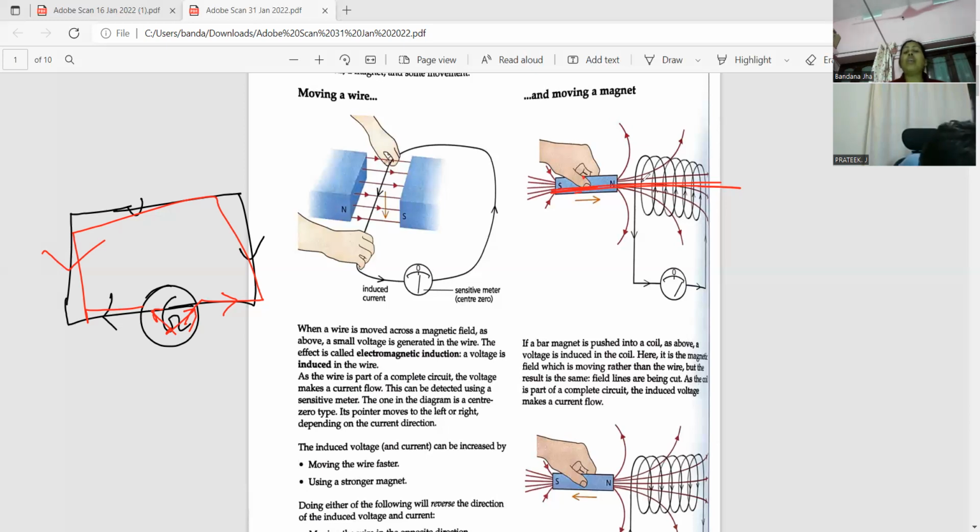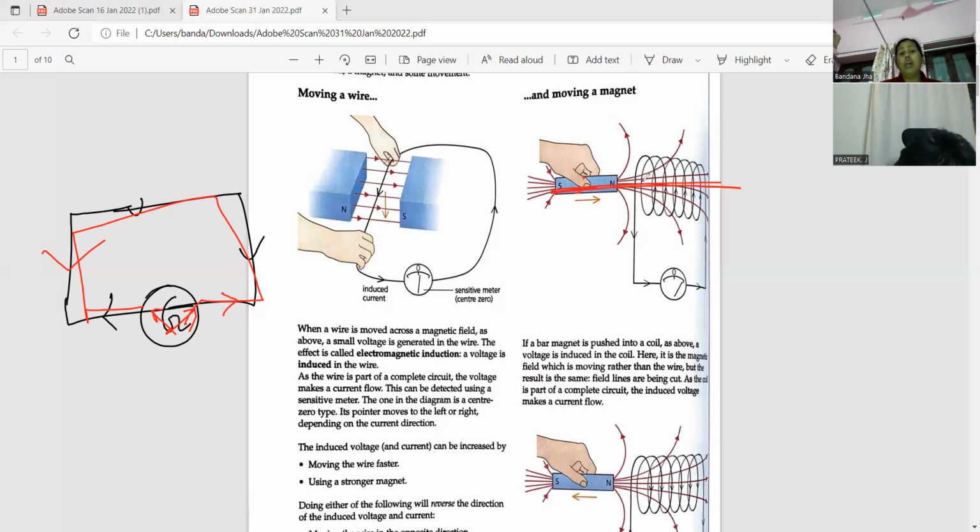That is known as what? Induced voltage is known as EMF, electromotive force. And induced current is known as electromagnetic induction. Understood? Okay. Any doubt? No.